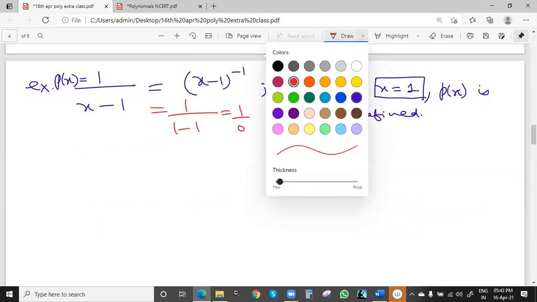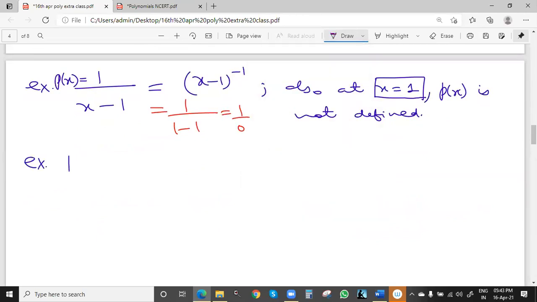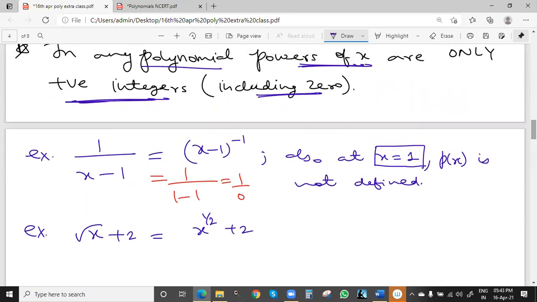Second case also we can see. For the next example, p(x) is the polynomial. It will not be a polynomial, that's why we can avoid writing p(x). Just directly we can write here root x plus 2. So this will also not be a polynomial, because root x we can write as x to the power 1 by 2, plus 2. If you come back to our statement, this is positive integer.